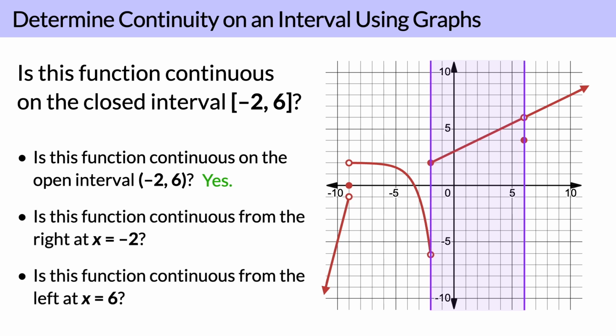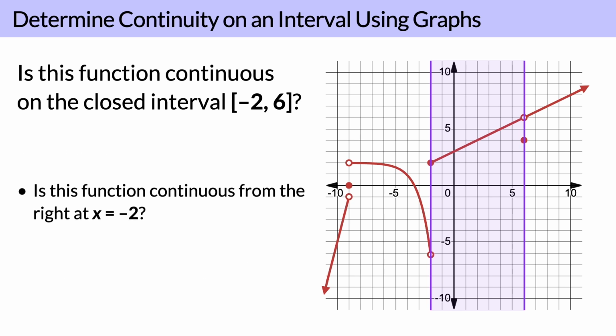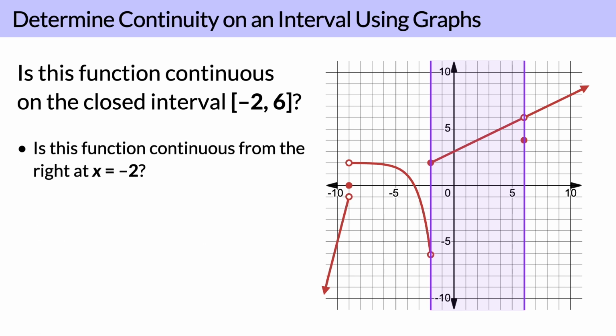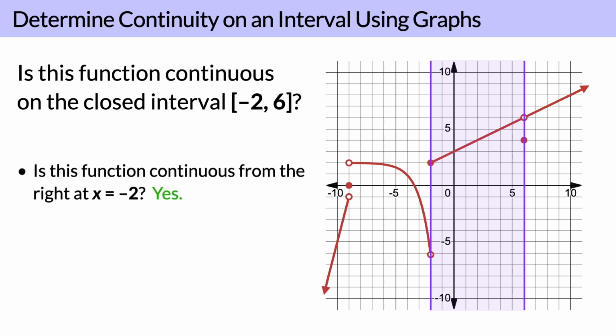Now let's check whether the function is continuous from the right at x equals -2. To do so, we need to see if the function's value at x equals -2 equals the right-hand limit. In this case, f of -2 equals 2. The right-hand limit of our function as x approaches -2 is also 2. Because these values match, this function is continuous from the right at x equals -2.